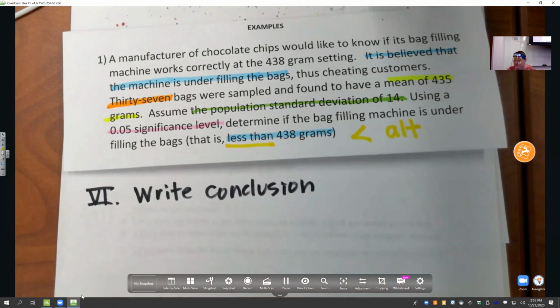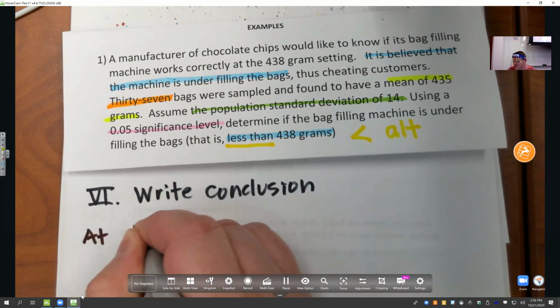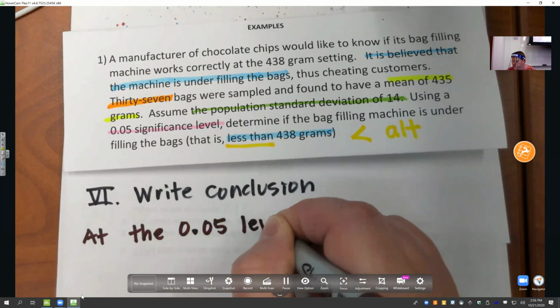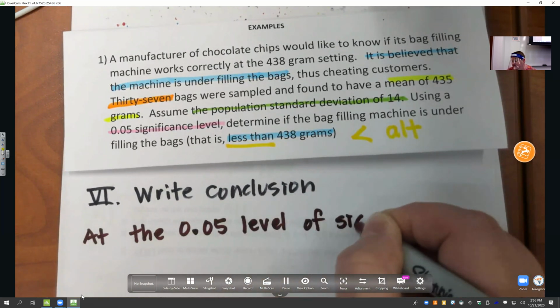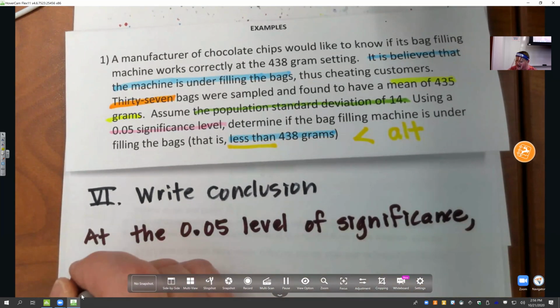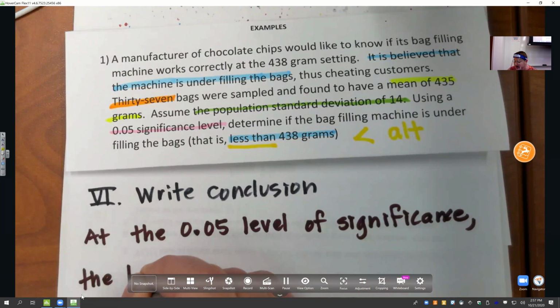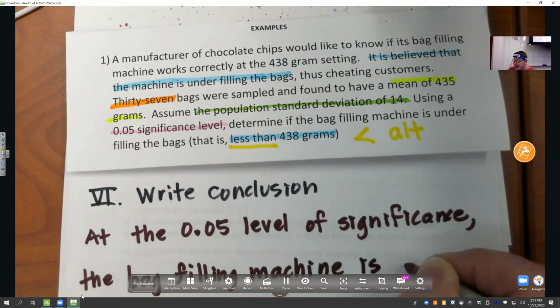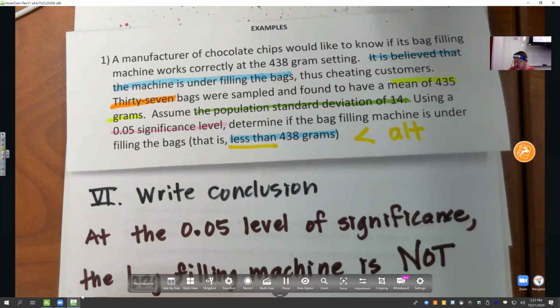And so usually we start with that. We'll say at the 0.05 level of significance, and then I'm going to pretty much write that same sentence with one extra word. The bag filling machine is not underfilling the bags.